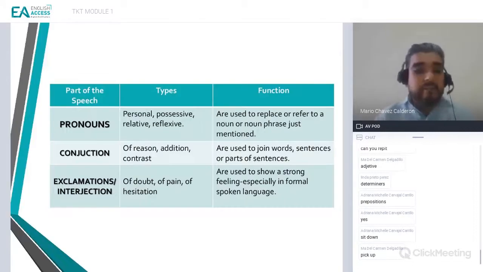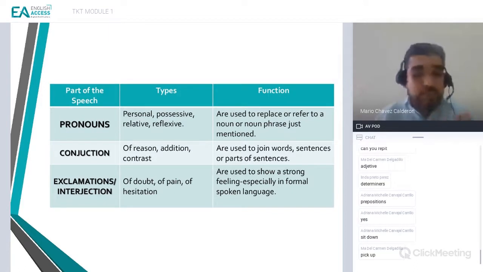All right. We have also pronouns. We have personal pronouns, possessive pronouns, relative pronouns, reflexive pronouns. They're used to replace or refer to a noun or noun phrase just mentioned.